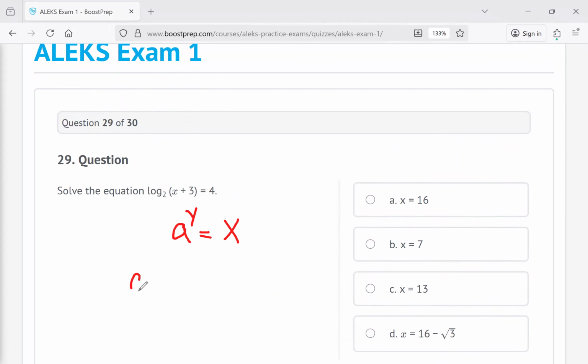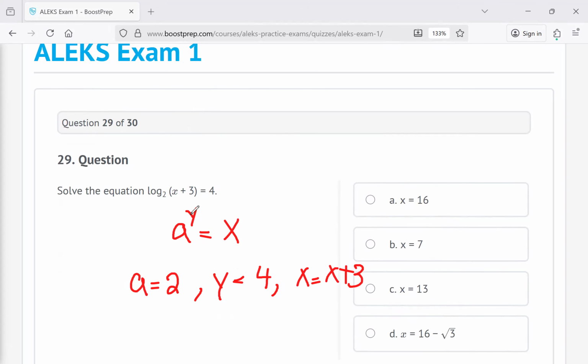So what is my base? My base is this 2 here. Now, if you don't see a number, if this didn't have any number, it's an invisible 10. And my y, this is how I remember it. My y is always on the right side or the left side of the equal sign. So my y is going to be 4. And my x is always in the parentheses. So our x is actually x plus 3.